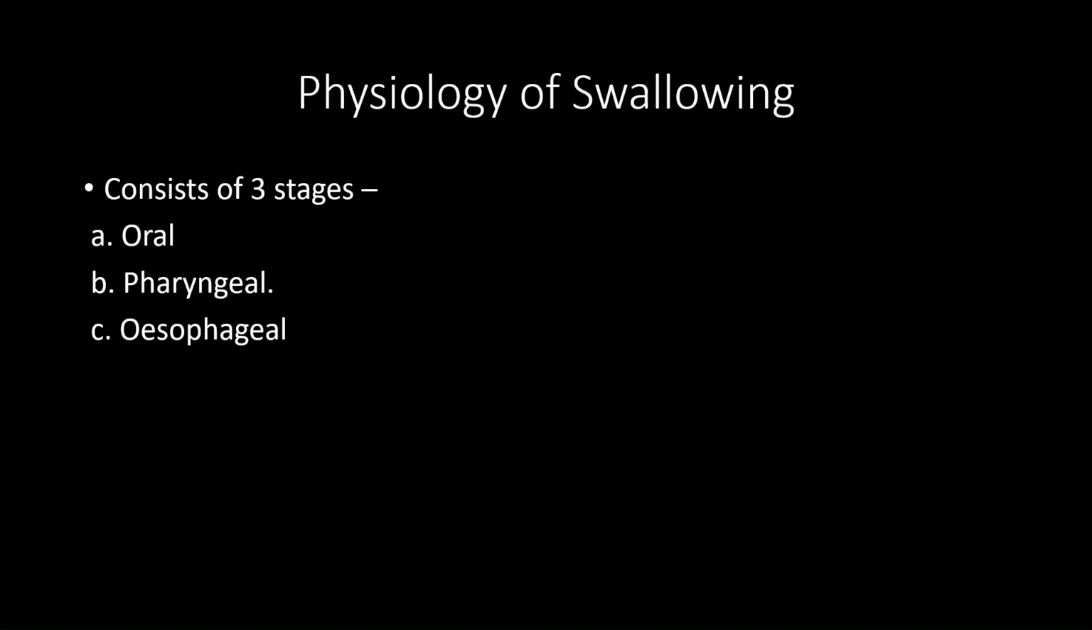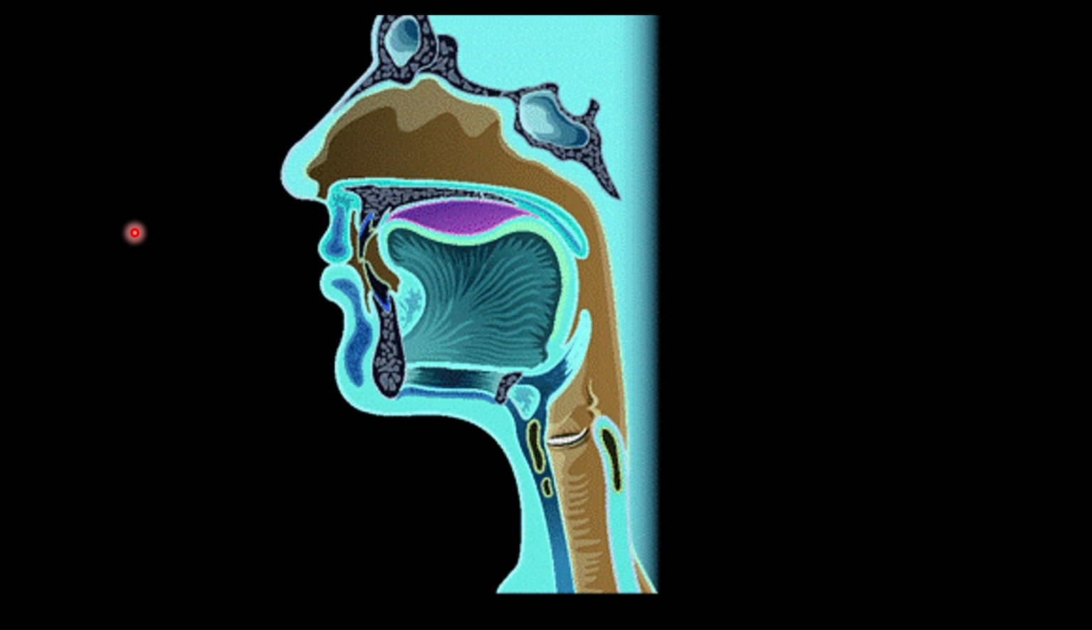Swallowing is a complex activity which occurs in a coordinated manner. Why? To transport the ingested food from the oral cavity into the stomach. Now, it mainly consists of three stages: the oral, pharyngeal, and esophageal. Among these three, oral is the only stage which is under voluntary control. The rest two are under involuntary control.